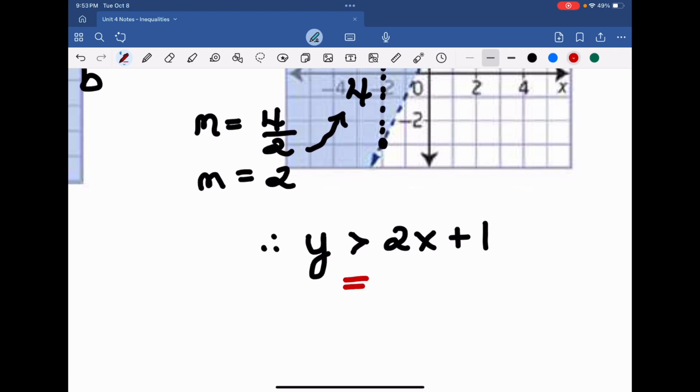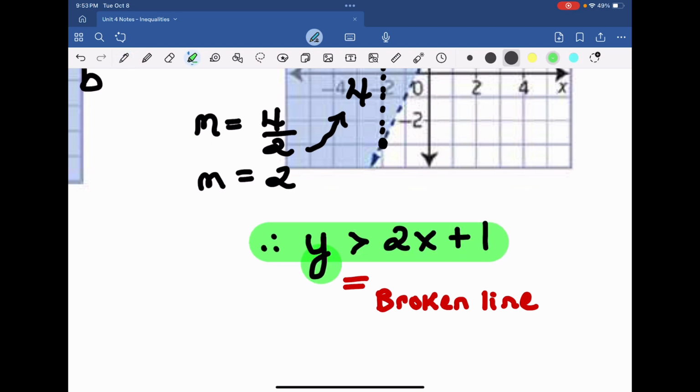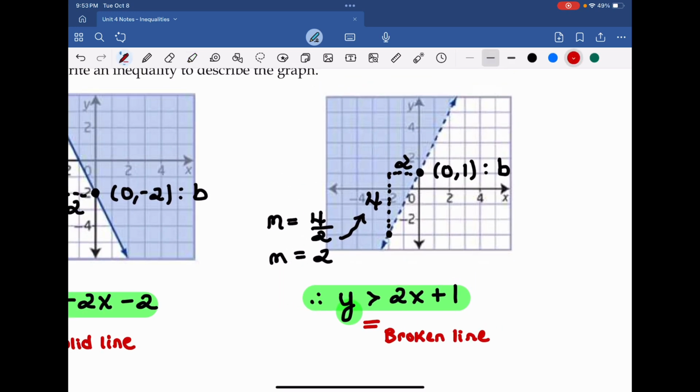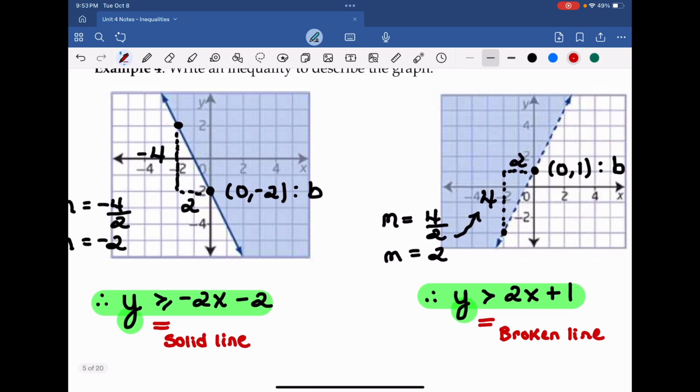We put this because we know it was a broken line. Yeah, wouldn't want to put equals to, because if you see that broken line, you know that it's not included. And so if I said that it was included, then that's going to be causing issues. So look for that on the graph. And then again, think about these things as we're working backwards.